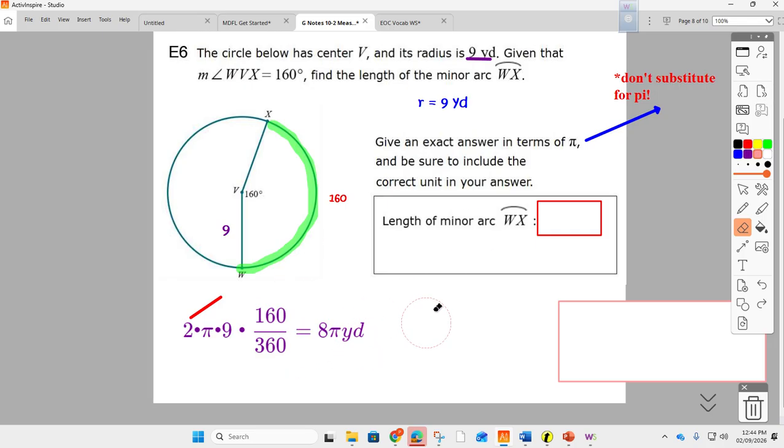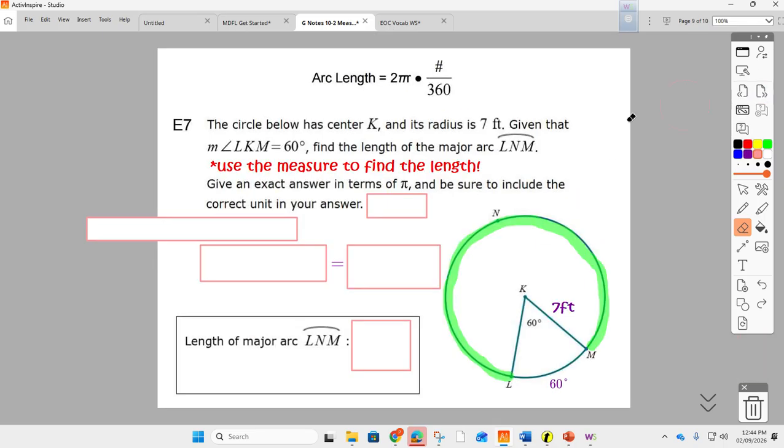All right. We're finding the length of major arc LNM. It says the circle below has center K and its radius is 7 feet. Given that the measure of angle LKM is 60 degrees, find the length of the major arc LNM. And remember, we're using the measure to find the length, but we don't have the measure of that arc yet. So we have the measure of arc LM. So how do we find the measure of arc LNM?